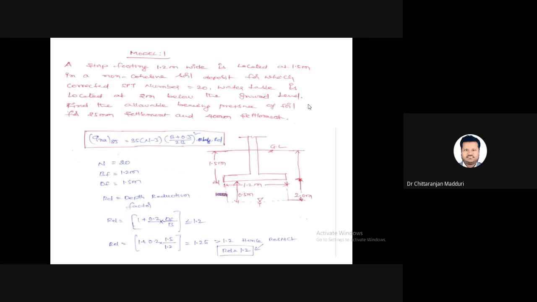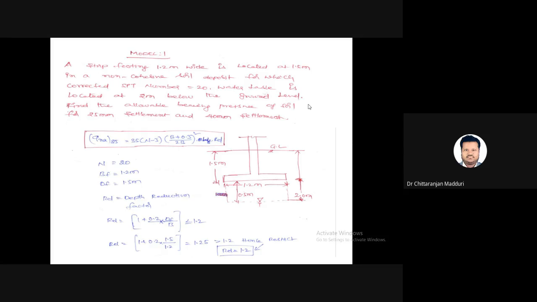So, model 1 problem. We have 3 models. First one: a footing 1.2 meters wide is located at 1.5 meters in a non-cohesive soil deposit for which the corrected SPT number equals 20. So already it is corrected, SPT number equal to 20. Water table is located at 2 meters below the ground level. Find the allowable bearing pressure of soil for 25 mm settlement and 40 mm settlement.